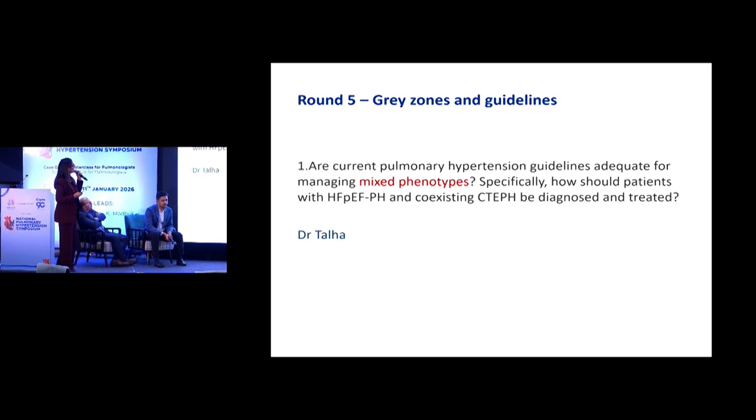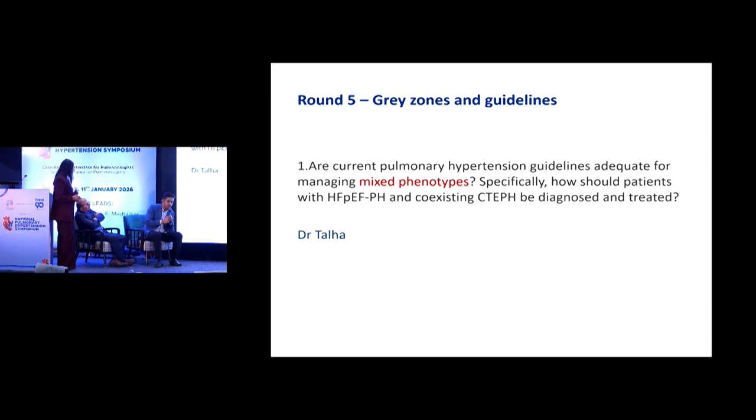My last question is again for Dr. Talha. This is a gray zone basically. Are current pH guidelines adequate for managing the mixed phenotypes? And specifically, how should we manage these patients of HFpEF pH and coexisting CTEPH? And how should they be treated? I mean, right heart cath will show different pre and post capillary.